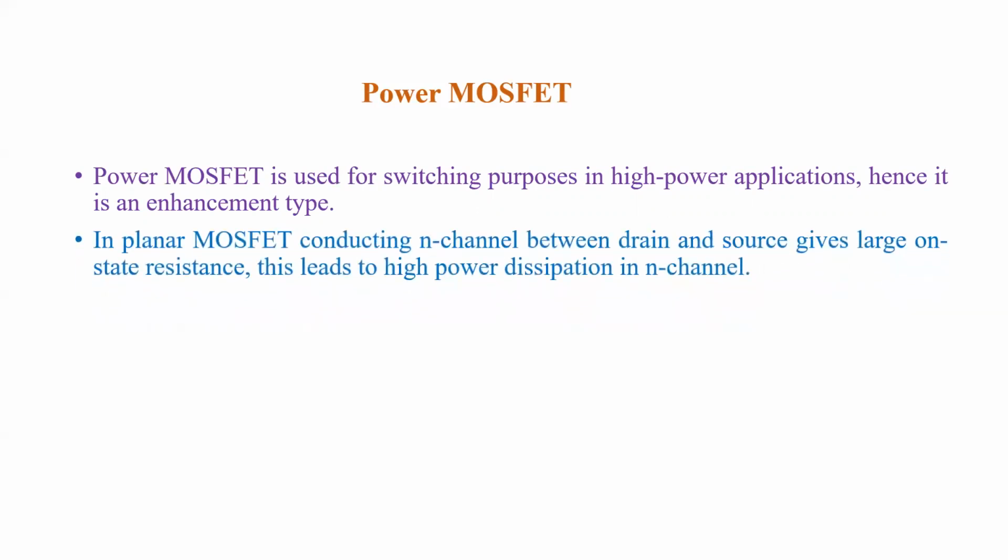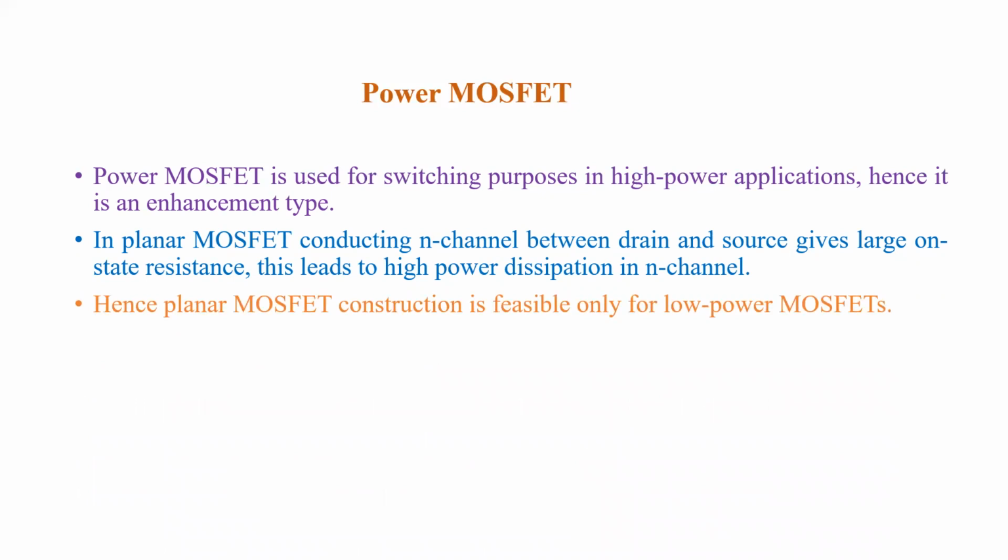In an electronic device like the low power MOSFET, the conducting N channel between drain and source gives large on-state resistance. So we have a channel between drain and source that is responsible for high on-state resistance. This leads to high power dissipation in the N channel in case of planar MOSFET. Planar MOSFET is nothing but the low power MOSFET. Hence, planar MOSFET construction is feasible only for low power applications because there we deal with low power, so the on-state resistance doesn't affect much.